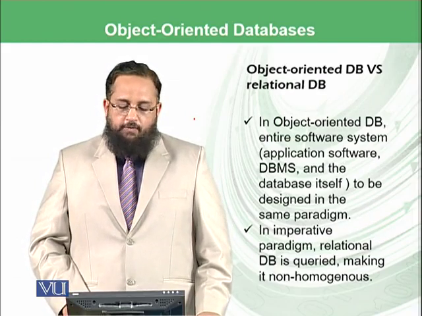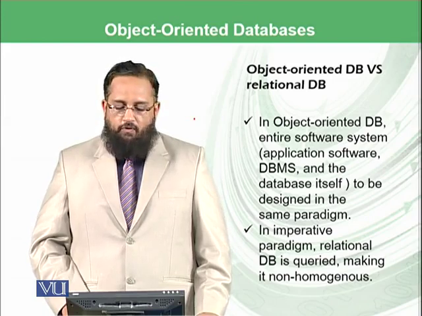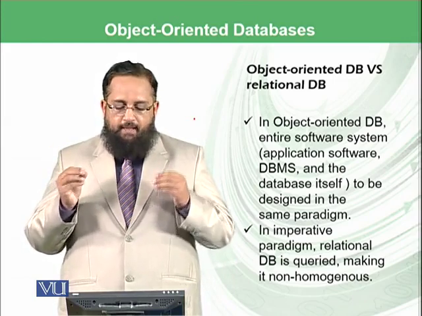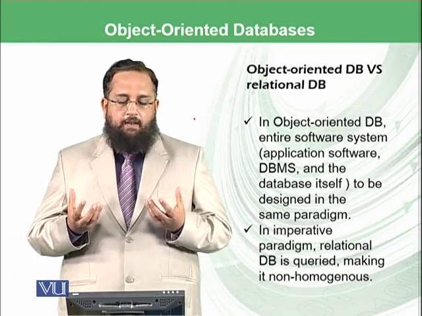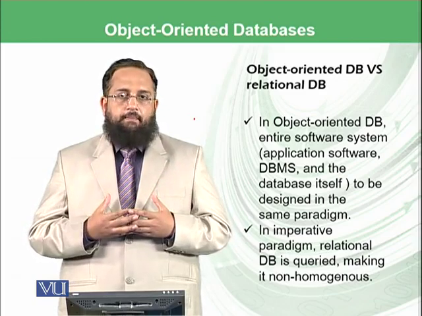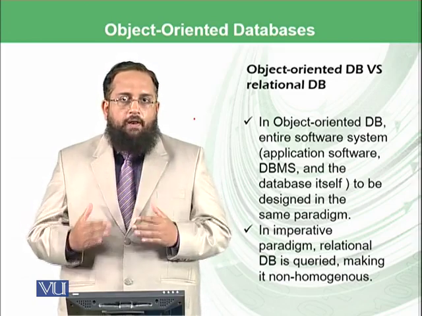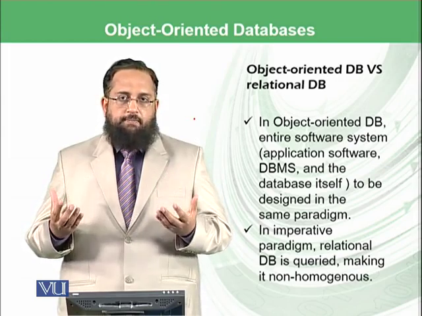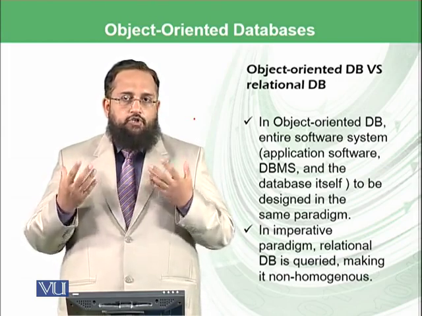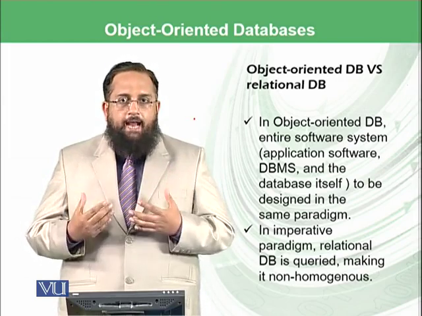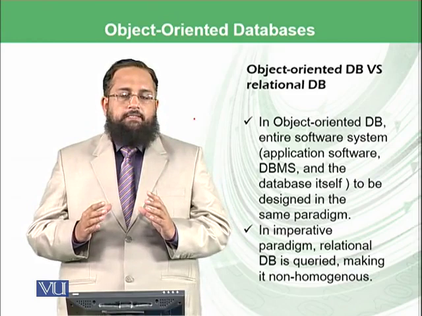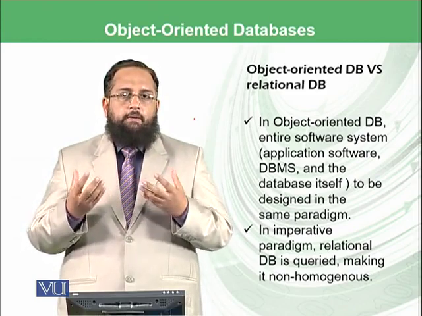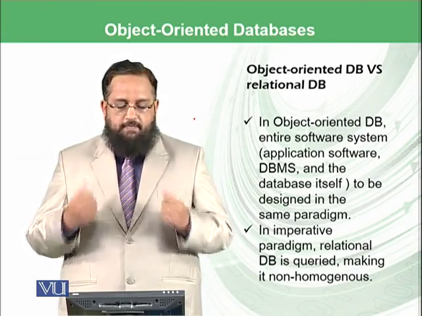So if we compare the object-oriented database versus the relational database model, in the object-oriented database model, the entire software system, the application software, the DBMS and the database itself are designed in the same paradigm. This means at the lower level, the links will be managed using objects, using linked lists or some similar structure. Then the database storage would be based on objects, and you will access that database in the application layer using an object-oriented programming paradigm like Java or C++.